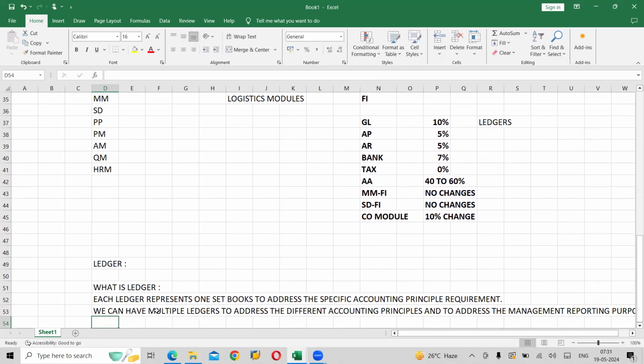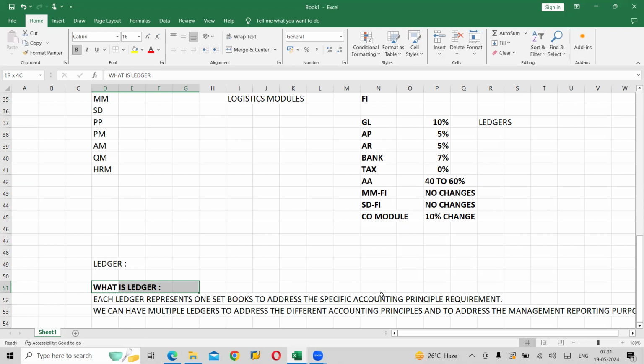Is this clear? Any questions on that? What do you mean by ledger? Again, I'm saying ledger in the sense, don't say individual. Ledger represents one set of books to address specific accounting principle. If you say that it's a set of book, it's incomplete. Why do we maintain ledger? Ledgers are maintained to address one set of accounting principle.